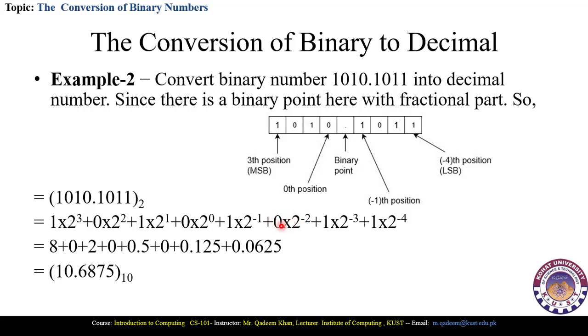Anything multiplied with 0 will become 0. So this is 1 multiplied by 2 raised to the power minus 3. 2 raised to the power minus 3 is equal to 1 over 8, and 1 over 8 is equal to 0.125. This is 1 over 16, and 1 over 16 is equal to 0.0625. When we calculate all these expressions, the sum will be 10.6875 to the base 10. So this is the conversion of a binary number to a decimal number.